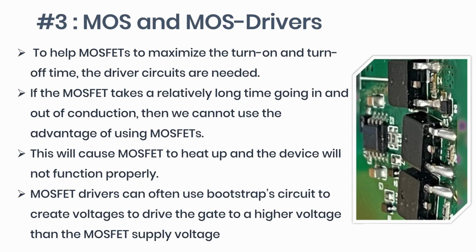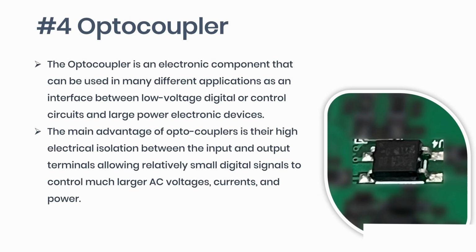And then we have the MOS and the MOS driver to help MOSFETs maximize turn on and turn off time. Driver circuits are needed because if we use the MCU itself, there are slight delays and complications, especially for high power devices like the one we are using. So we use the driver to make sure that the MOSFETs we are using to drive the motor turn on and off extremely fast.